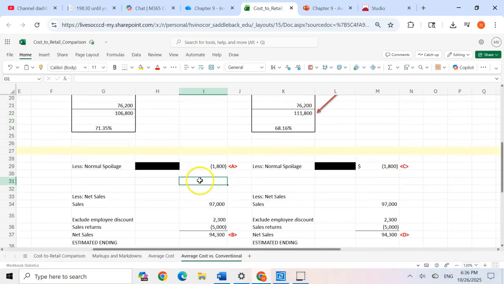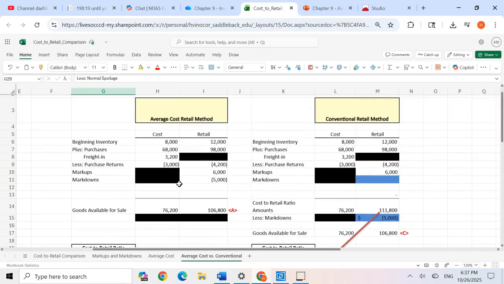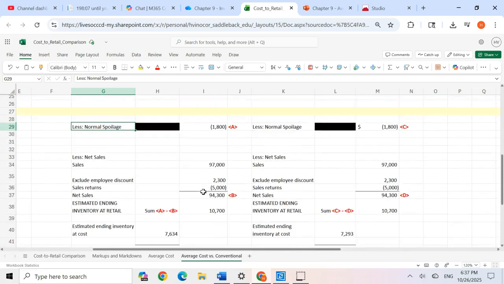And then the reason why it's marked normal spoilage, there's a thing called abnormal spoilage, and when there's abnormal spoilage, it's for items that we did not expect and do not know about, and so we would include them in the goods available for sale because at that time we just didn't even know that it wasn't going to be available for sale.